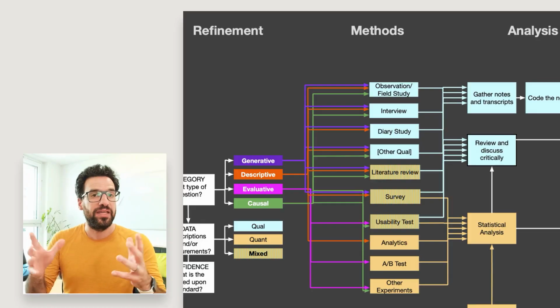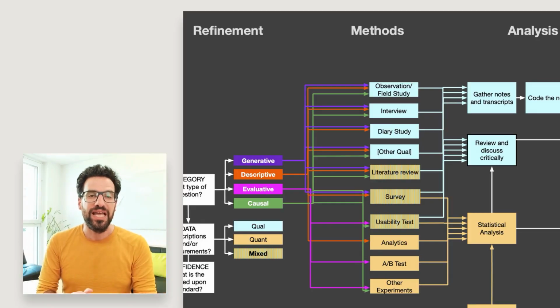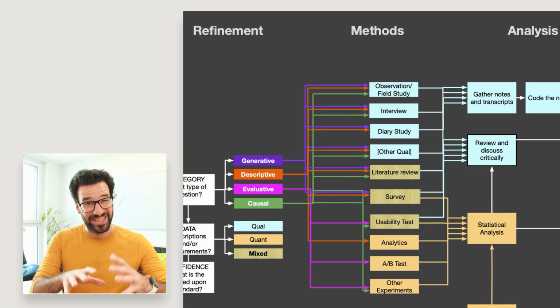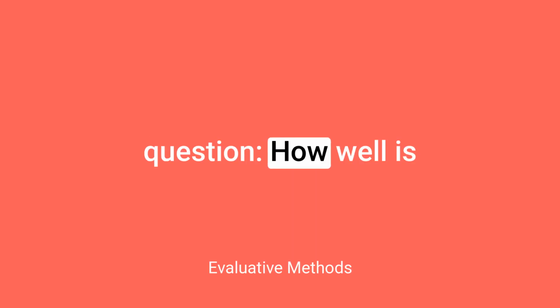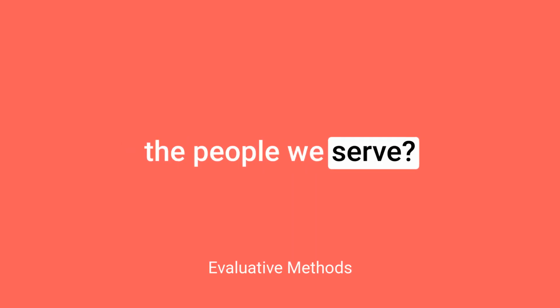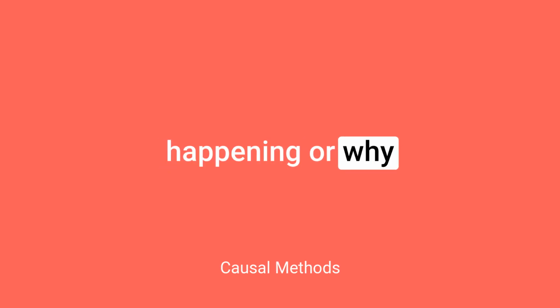The second thing that I really like in this framework is its categorization of research methods. In that framework, the research methods are categorized in 4 categories: generative, descriptive, evaluative, and causal. The generative methods help us answer the question, what problem might we solve? The descriptive research methods help us to answer the question, what is happening at the moment or happened back in the days? The evaluative research methods help us to answer the question, how well is our solution working for the people we serve? The causal research methods answer the question, why is this thing happening or why did it happen?